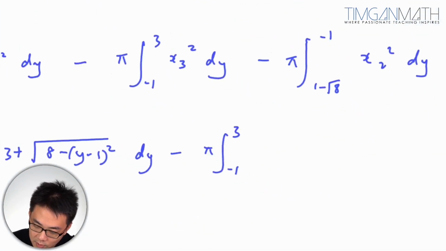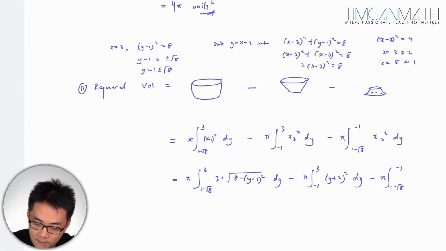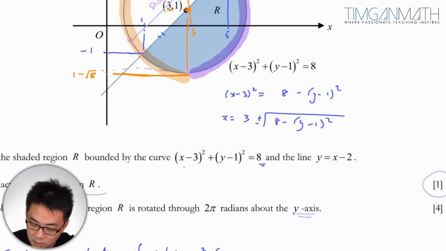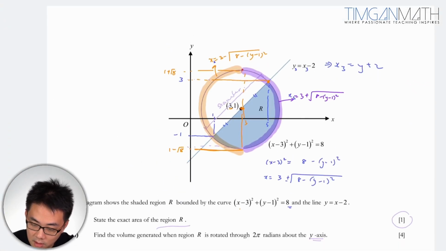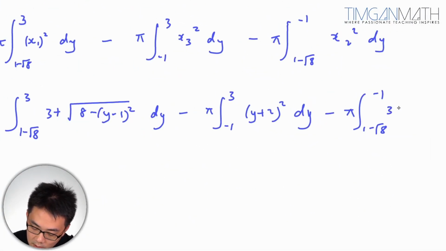This will be (y plus 2) squared dy, minus pi, x2 squared. X2 squared is where? X2 squared is this one. So it's just 3 minus root 8 minus (y minus 1) squared. Yeah, so this is your answer here.